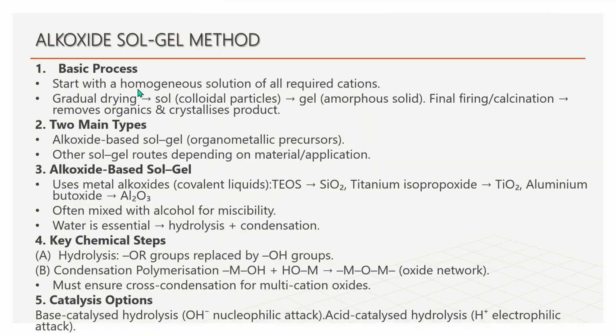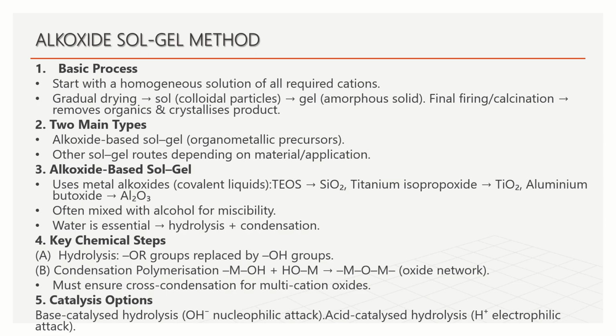So there are mainly two types. First is alkoxide based sol gel, which uses organometallic precursors, and the other sol gel routes depending on the material and application. So the alkoxide based sol gel is the most common method in which the liquid metal organic compounds called alkoxides are used. Some of the common examples are tetraethyl orthosilicate, which is the source of SiO2, titanium isopropoxide, which is the source of TiO2, and aluminium butoxide, which is the source of Al2O3.